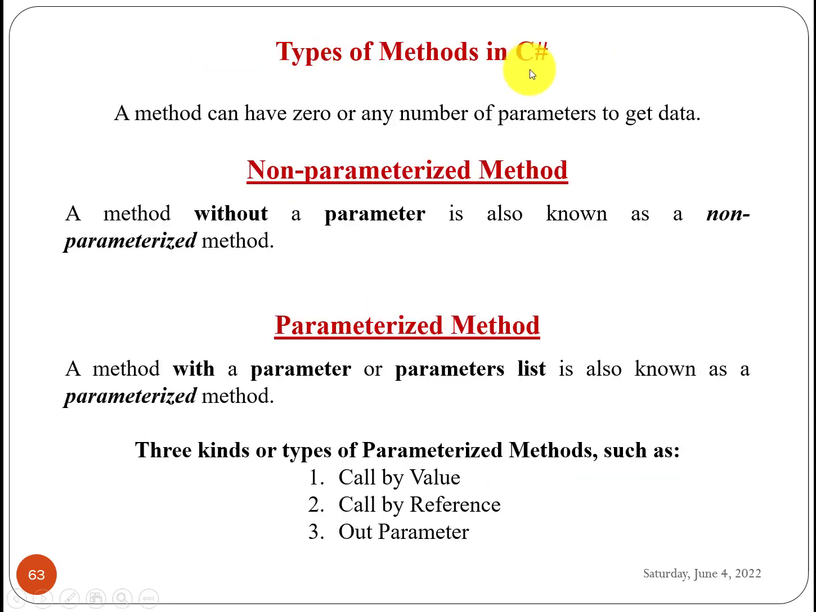Now the types of method in C#. A method can have 0 or any number of parameters to get data. So there is no restriction. You can pass 0 arguments, no arguments, or any number of arguments. There is no restriction from the system on the number of arguments. So any number of arguments you can pass, or none. Non-parameterized method or default method. It is also called a default method. Default means no argument method.